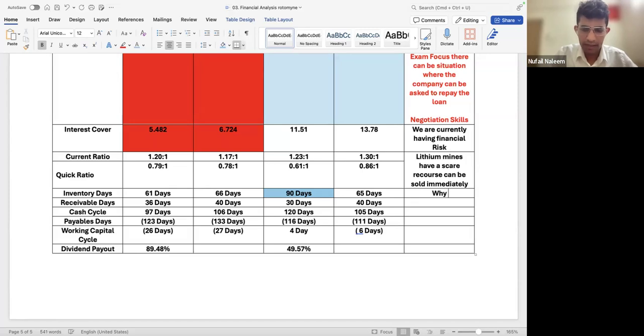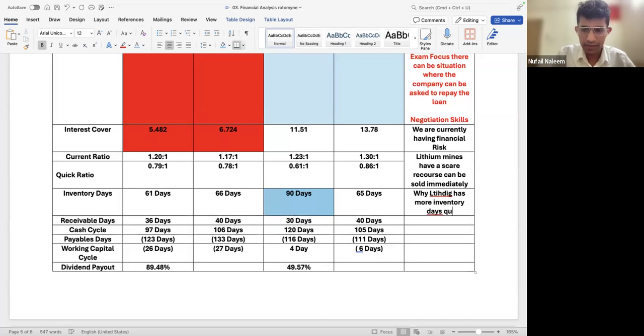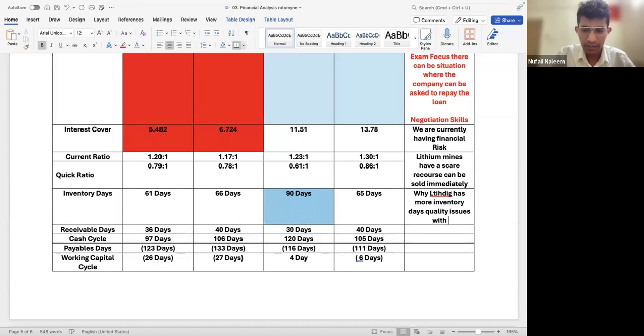Why does Litdig have more inventory days? Can I write down here quality issues? Can there be quality issues with regards to purity? Students, are you understanding that perspective? Because students, if you see here, inventories are going out of the warehouse within 60. For them, it's 90. So it's bad for Litdig, students.